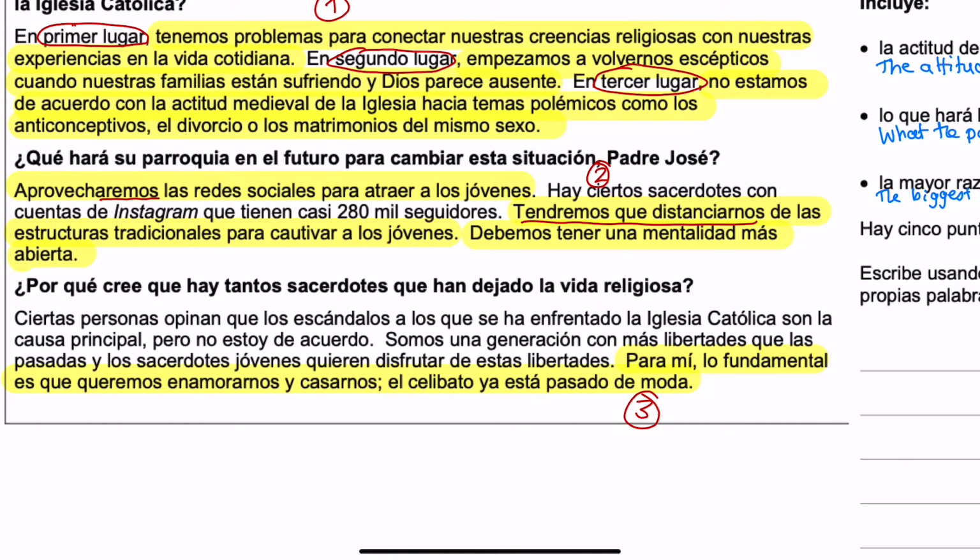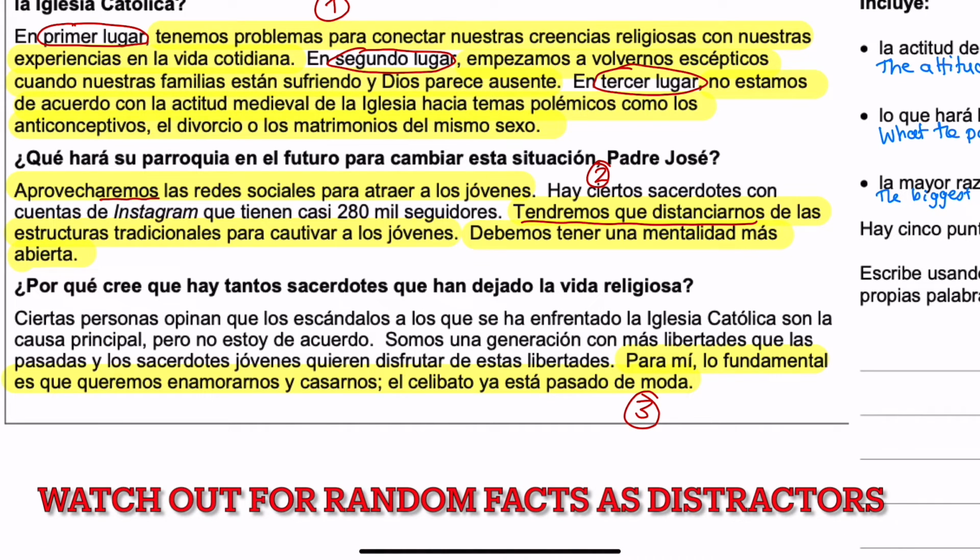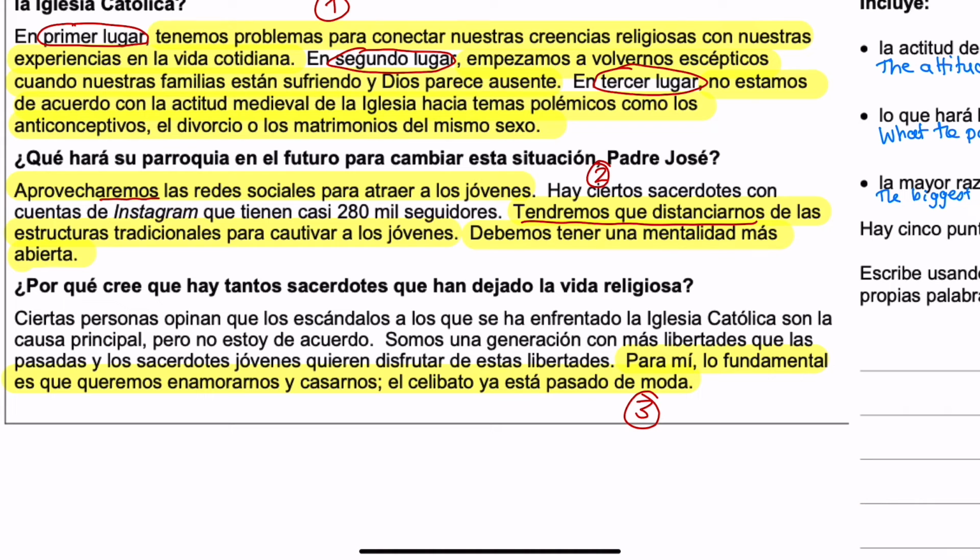If we look at this bit in between, hay ciertos sacerdotes con cuentas de Instagram que tienen casi 280,000 seguidores. This bit here, where it's talking about priests that have got Instagram followings of more than 280,000, it's not relevant. It's not part of the answer. It's not what the church is going to do. So what they'll sometimes do is they'll put a little random fact in the middle to try and send you off the track. Don't do it. We're looking for verbs here.